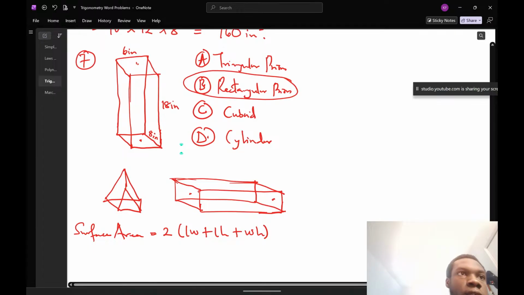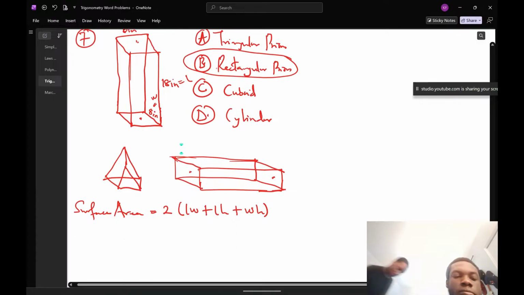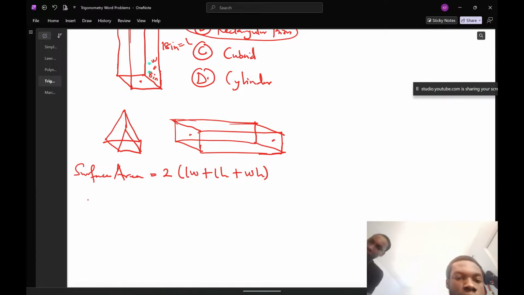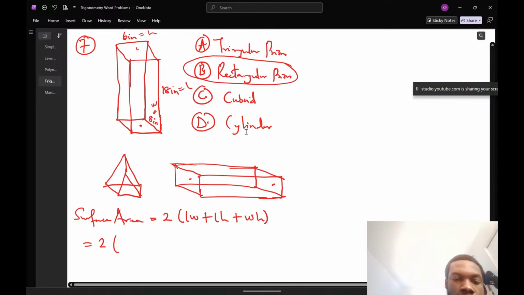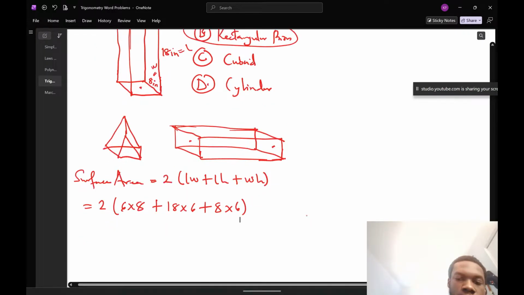So this here will be the length. This here will be the height. This here will be the width. So the surface area will be equal to 2 into the length times width, which is 6 times 8, plus the length times height, which is 18 times 6, plus the width times height, which is 8 times 6.